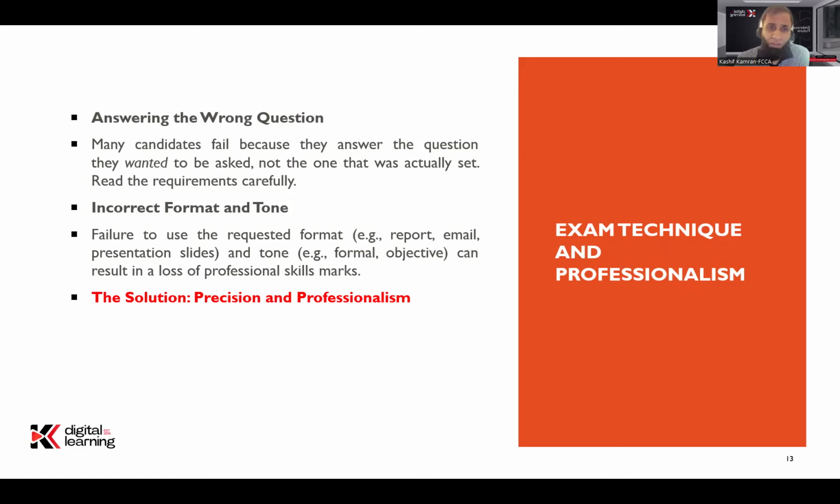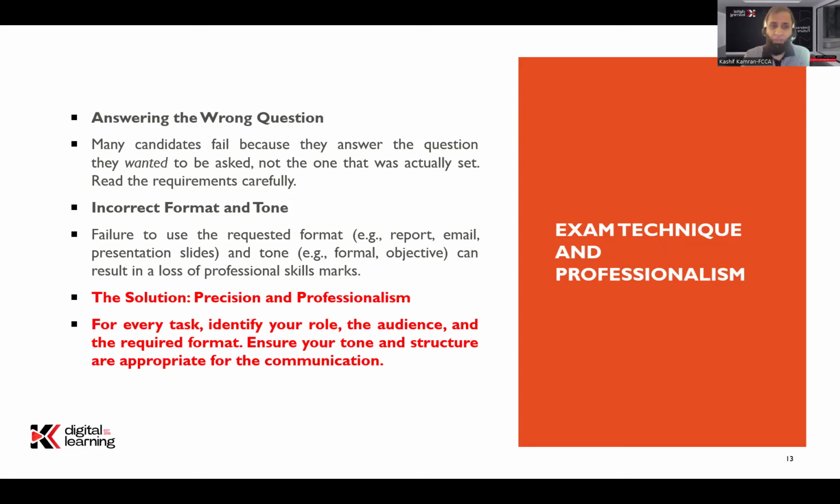The solution: precision and professionalism. If you want to overcome this problem, you need to be precise and you need to demonstrate professionalism. But how? For every task, identify your role, the audience for your writing, and the required format very carefully. Ensure your tone and structure are appropriate for the communication. So read the requirement carefully, know who you are, to whom you're writing, and what is the format required.